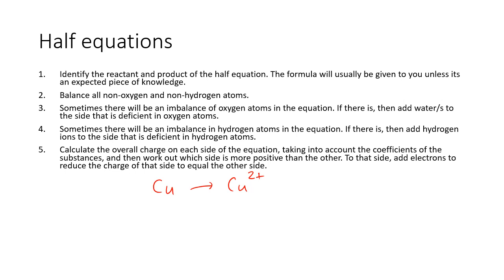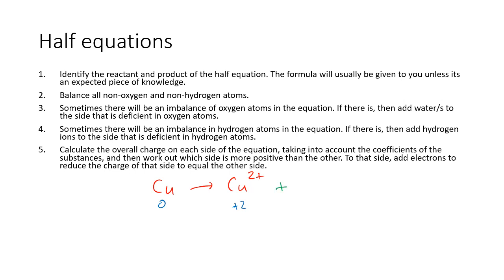Calculate the overall charge on each side of the equation. Okay, so the overall charge here is 0 for the left-hand side and positive 2 on the right-hand side. Okay, taking into account the coefficients of any substance as well. If there were any coefficients, we'd have to take them into account. Then work out which side is more positive. That's the right-hand side for this one. And to that side, add electrons to reduce the charge of that side to equal the other side.